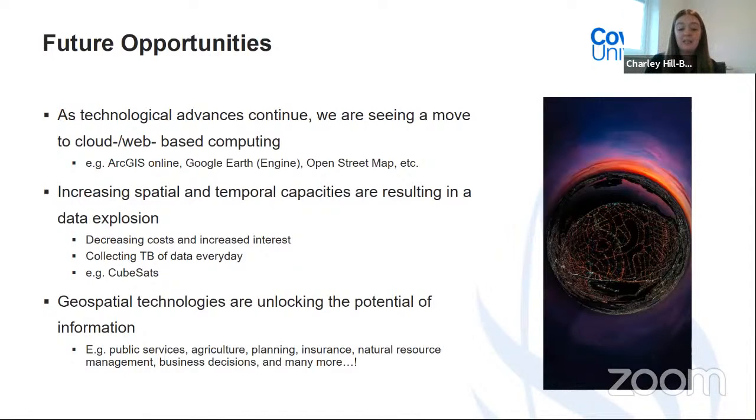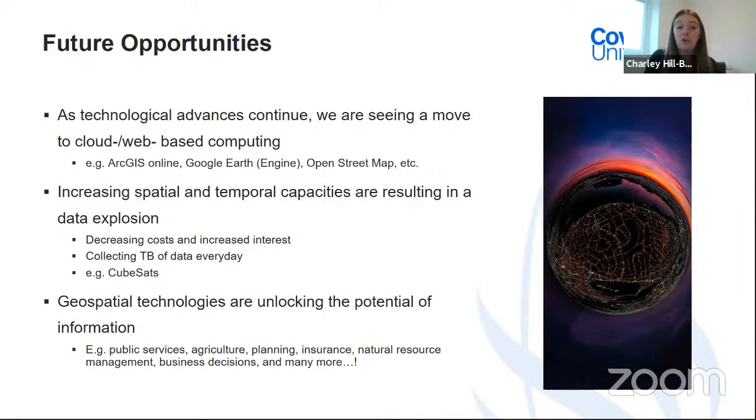What we're seeing is an increasing advancement in technology. We're seeing this move in everyday life to cloud and web-based computing. And we're seeing that advancement with geospatial technologies as well. But our spatial information, temporal information, ability to increase our technology means that the amount of data we're getting from geospatial technologies now is reaching or exceeding terabytes of data every day. And that means that we need to unlock that potential of the information. We need to unlock the technologies that are associated with that.